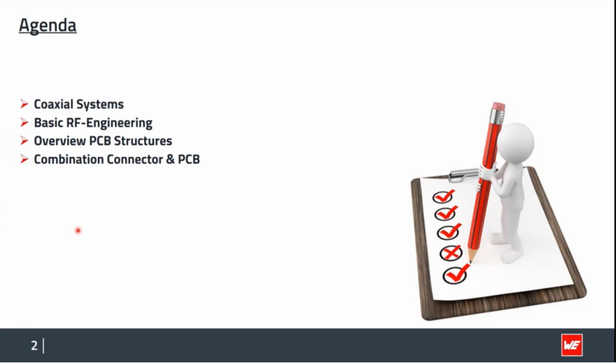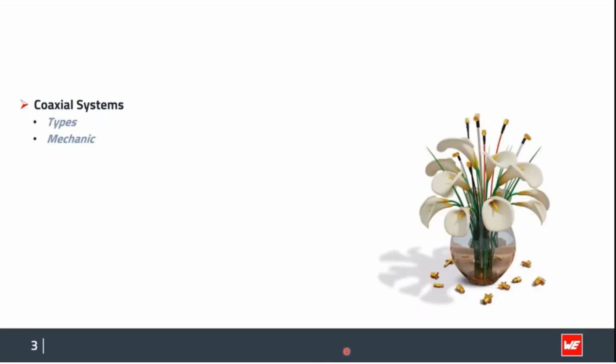When we are done with this theoretical part, we will have a closer look on the combination between connector and PCB, because this is the critical point where you change geometry and material and where you definitely will get losses by reflection. And we will try out to keep the losses as low as possible. So let's start into coaxial systems.